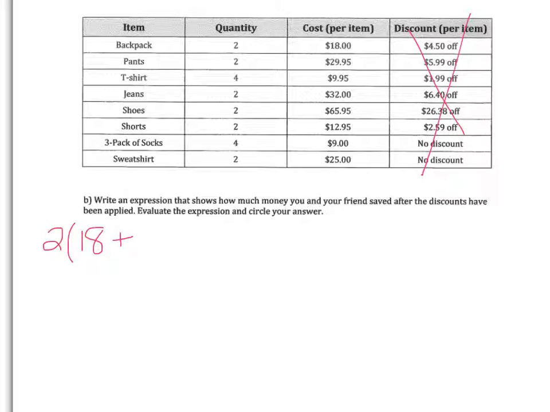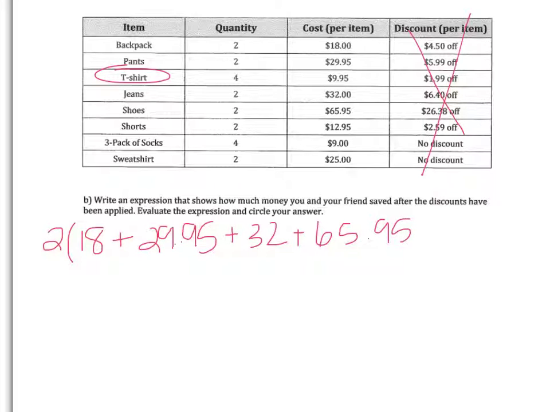Plus, I'm going to buy $29.95. I'm going to buy pants. I'm going to skip t-shirts for a minute. I bought jeans. Jeans cost $32. Plus, I bought 2 pairs of shoes. So that's $65.95. Plus, I bought a pair of shorts. That's $12.95. Plus, I'm going to skip socks for a second too. Plus a sweatshirt, $25. Okay?